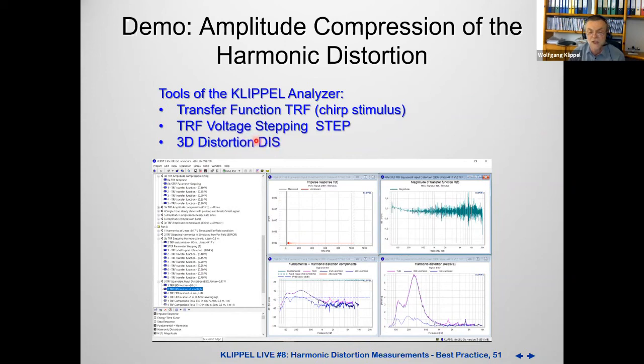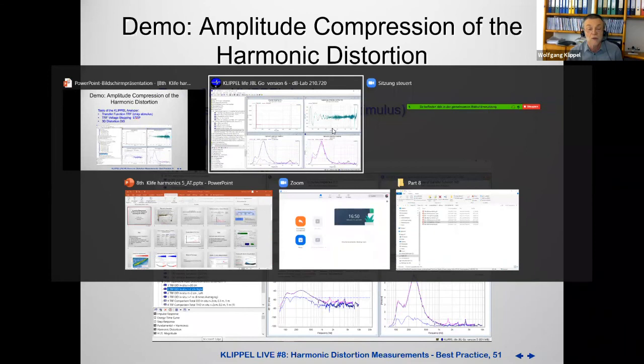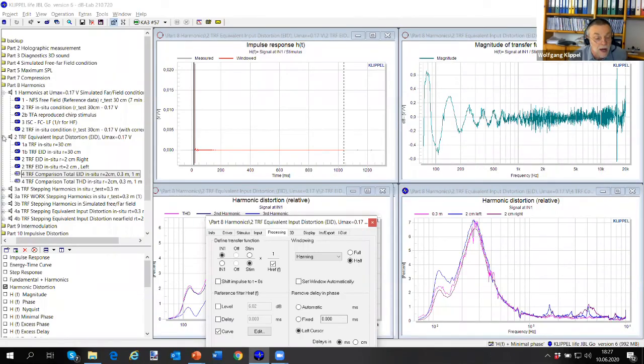The disk is actually dedicated for changing the voltage, but I would like to show a new module which is under development. That's a voltage stepping. I used this already for the compression effect last time, and I would like to use that also now here in our measurement.